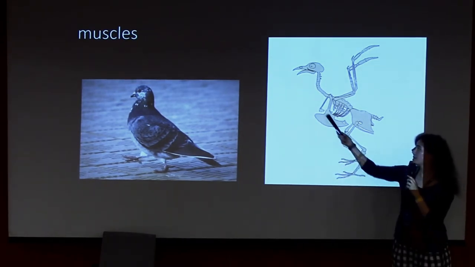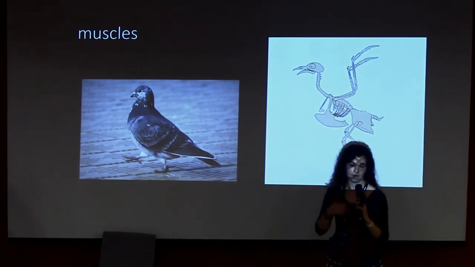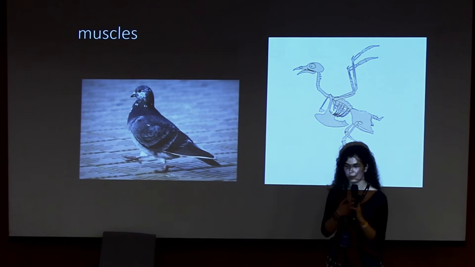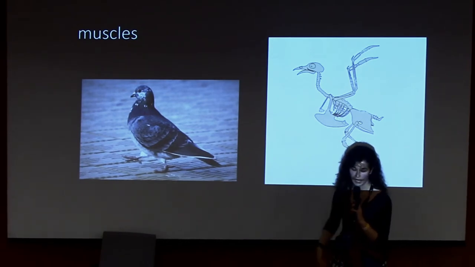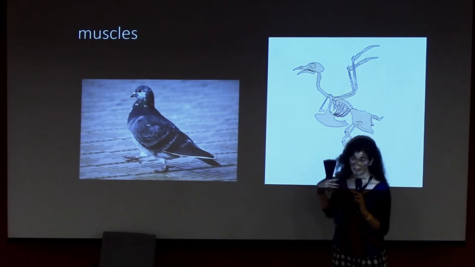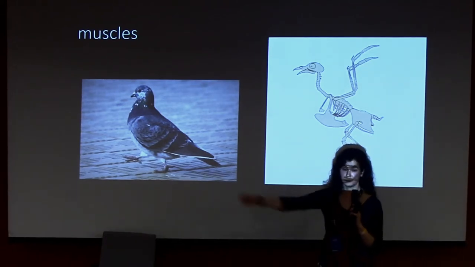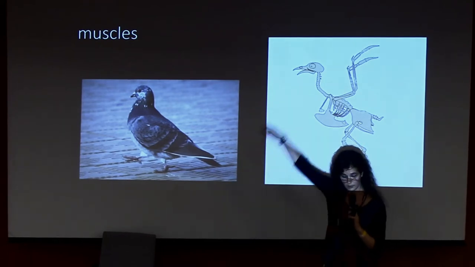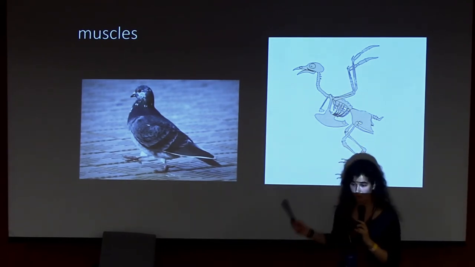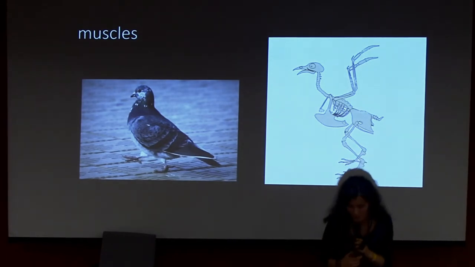This structure here is the keel of the sternum. The sternum is the hard part you all have in the middle of your chest here, and that's also where your pectoral muscles are attached. Pectoral muscles are what do this movement or this movement. And that's also what moves the bird wings.